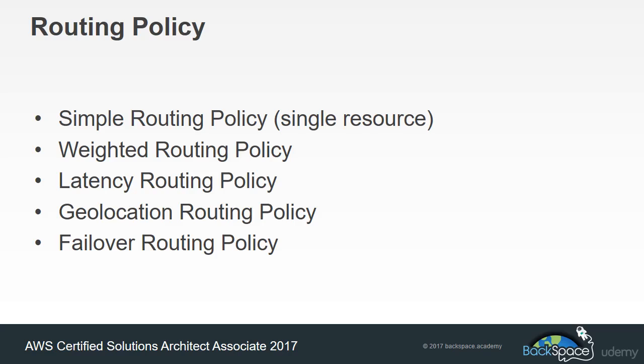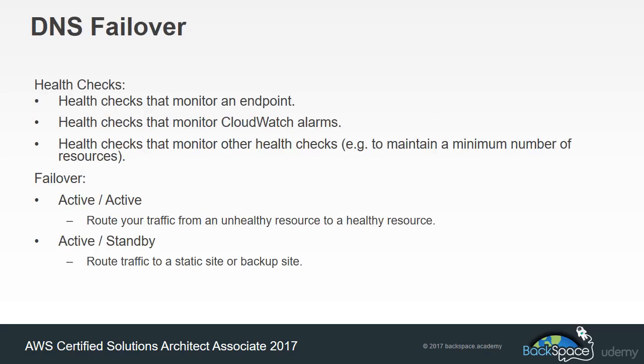And DNS failover is enabled through Route 53 health checks. So in the event that a health check fails, we can have Route 53 fail over to a healthy resource. The types of health checks that are available: we can have health checks that monitor an endpoint, for example, a web server. We can have health checks that monitor CloudWatch alarms, and we can have health checks that monitor other health checks. For example, to maintain a minimum number of resources, we might have health checks on multiple resources, and that will enable us to achieve that.